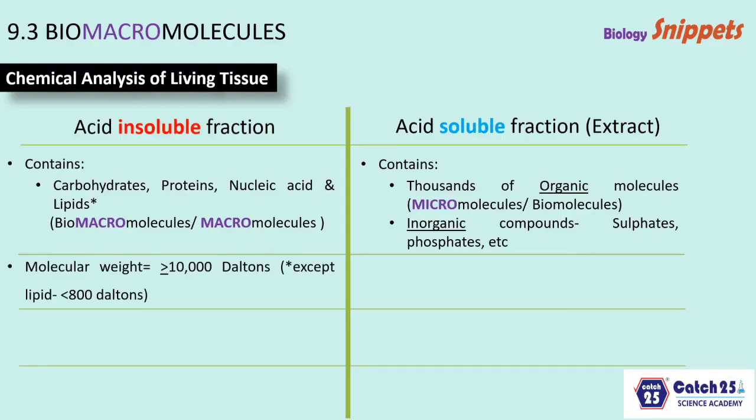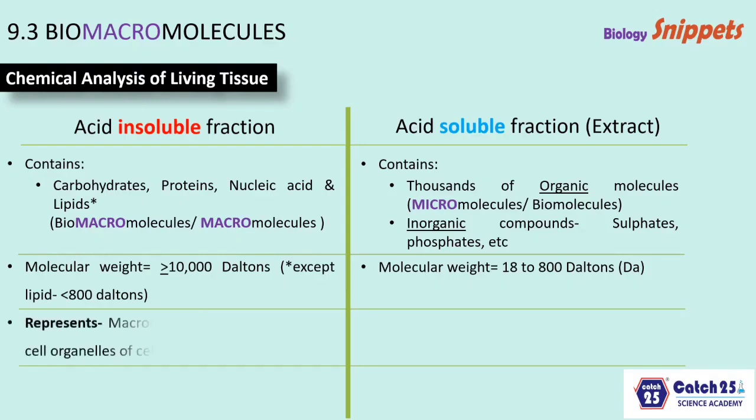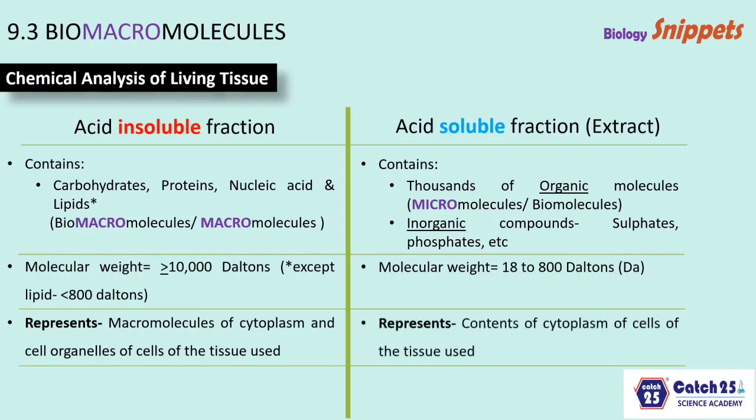Carbohydrates, proteins and nucleic acid weigh generally more than or equal to 10,000 daltons and lipids weigh less than 800 daltons. The molecular weight of acid soluble fraction ranges between 18 to 800 daltons. Acid insoluble fraction represents macromolecules of cytoplasm and cell organelles of cells of the tissue used. Acid soluble fraction represents contents of cytoplasm of cells of the tissue used. All molecules in the acid insoluble fraction are polymers except lipids.